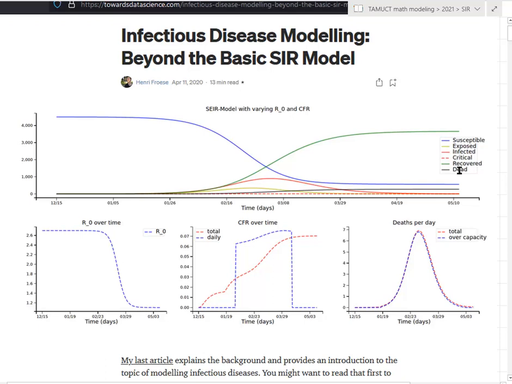Now, previously you saw SIR, susceptible, infected, and recovered. Now he has added 3 more categories: exposed, critical, and dead. So you see that you can add complication to your model. So we'll see how to do that.